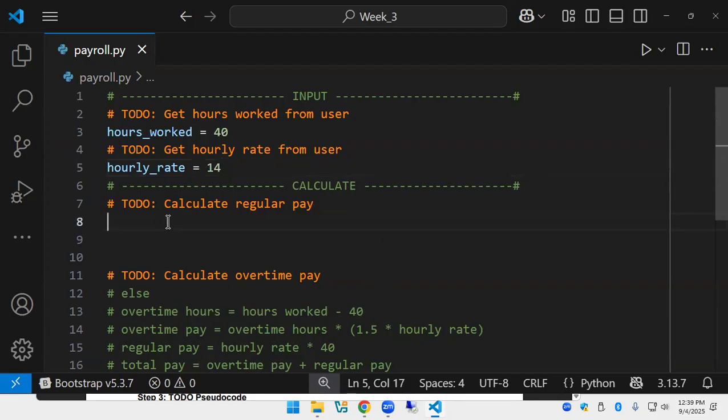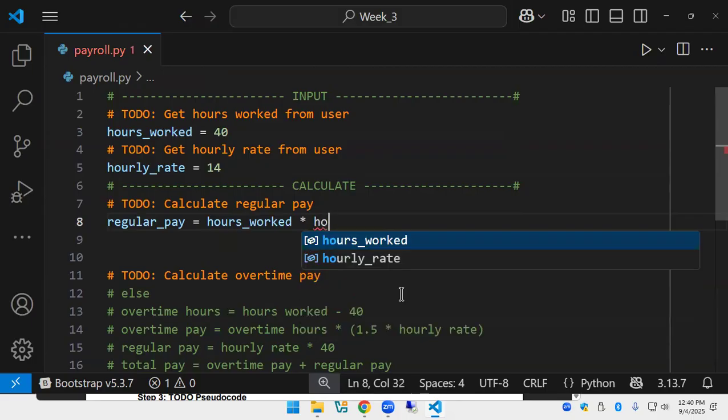Okay, so to calculate regular pay, which I'm going to call regular pay. Savannah had the answer. I'm to the point where I can type in your answer, Savannah. Hours worked times hourly pay. Okay, so we've solved one problem. That works just fine. You solve things one problem at a time.